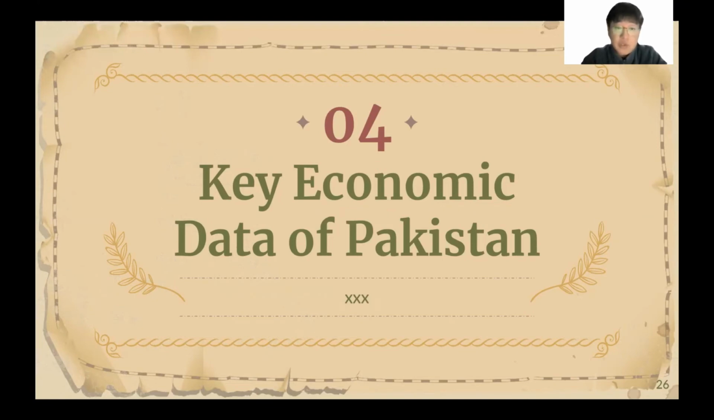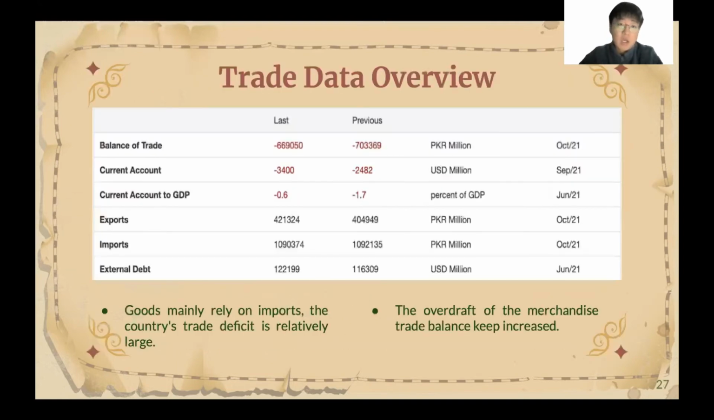So next I will introduce the key economic data of Pakistan. At the beginning, let us take a short overview of the trade data of Pakistan. Pakistan's balance of trade is minus 669 billion Pakistan rupees, and the current account balance is minus 3.4 billion US dollars. The external debt is 122 billion US dollars.